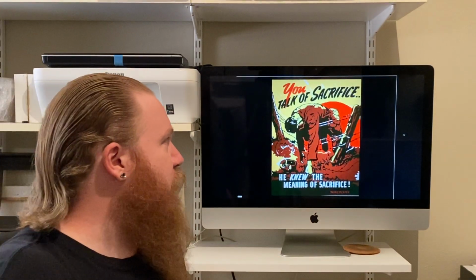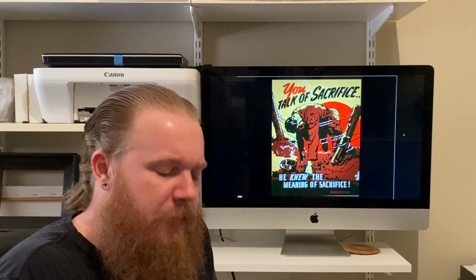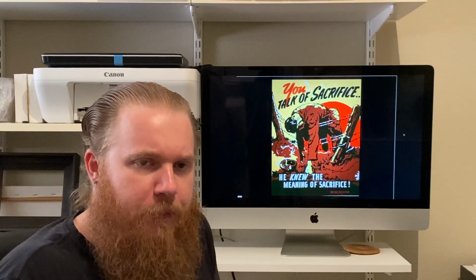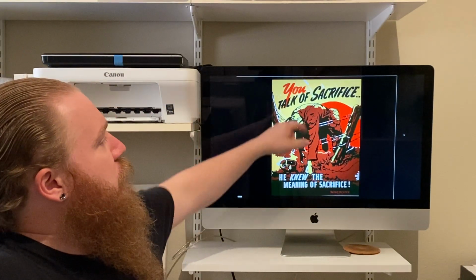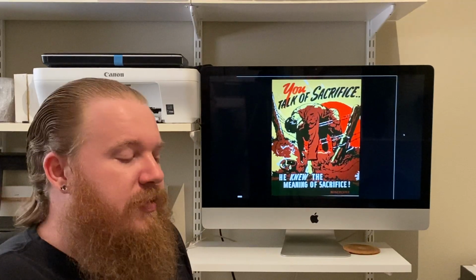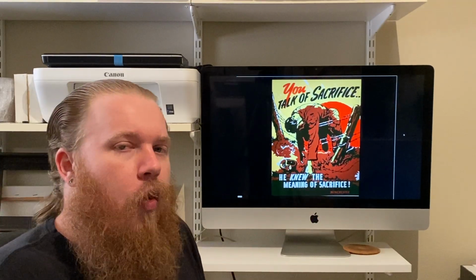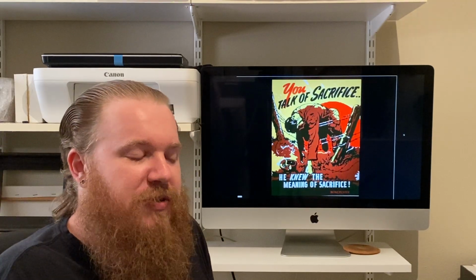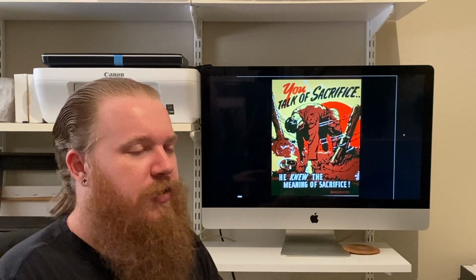So here we can see the first one, and this is an American propaganda poster that's aimed at the American people. And it says, "You talk of sacrifice, he knew the meaning of sacrifice." And what this is referring to is war rationing. And so during World War II, everything was rationed, from sugar to coffee to metal to, you name it, gasoline, everything. And a lot of people didn't like it.